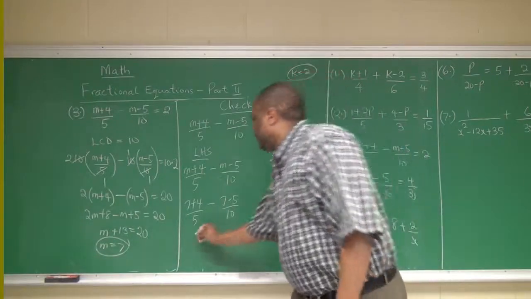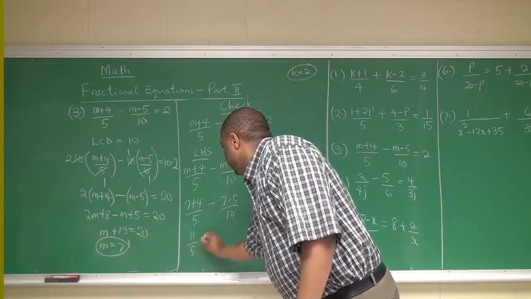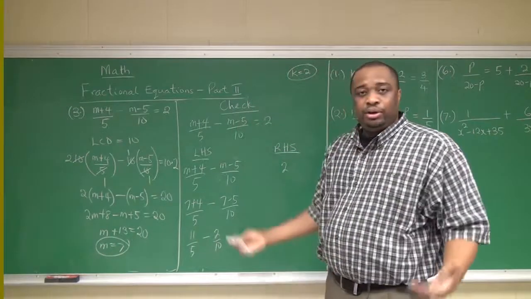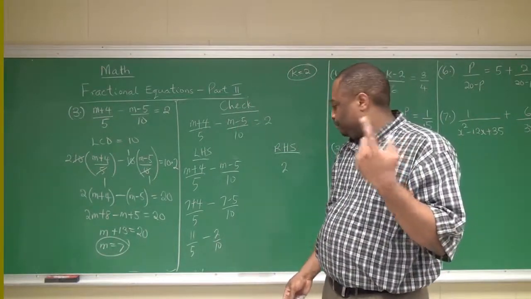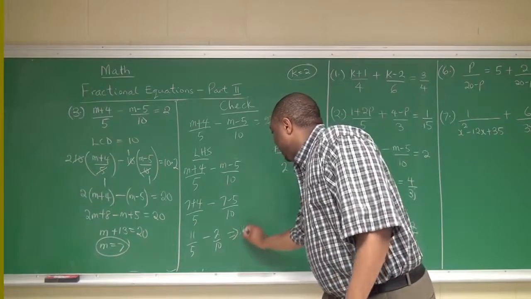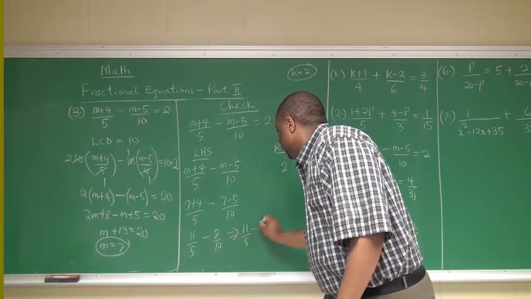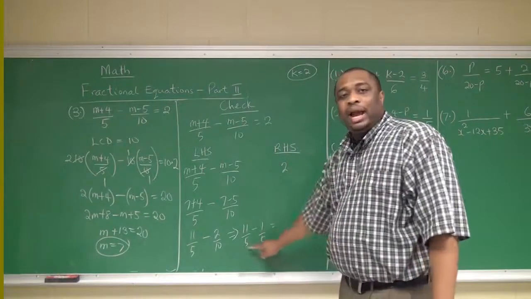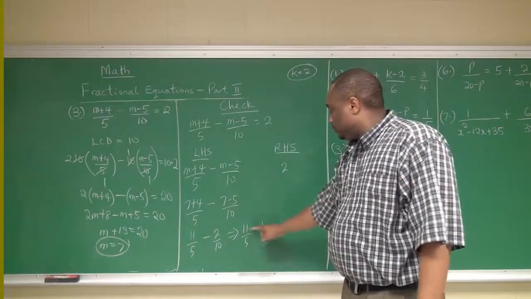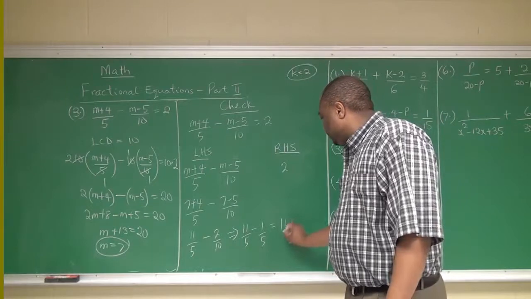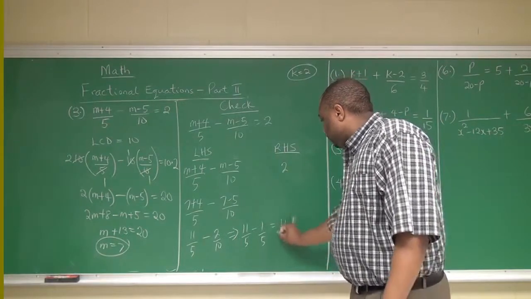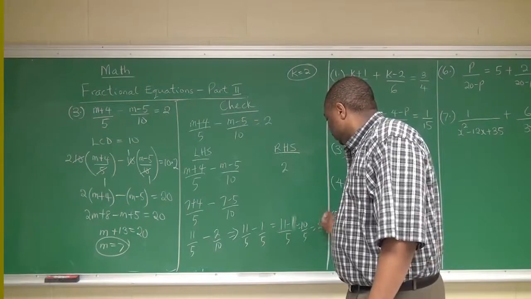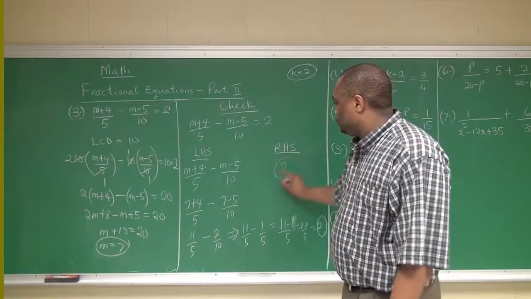So 7 + 4 gives us 11 over 5 minus 2 over 10. And of course, 2 over 10, you know, is 1 over 5. I hope you know. So this will imply 11 over 5 minus 1 over 5. They have the same denominator now. So (11 − 1) over 5, which is 10 over 5, which is 2. 2 on the left, 2 on the right.